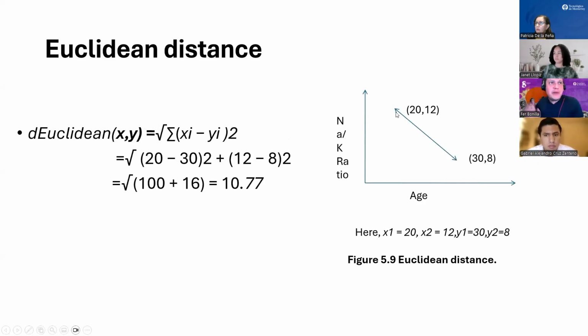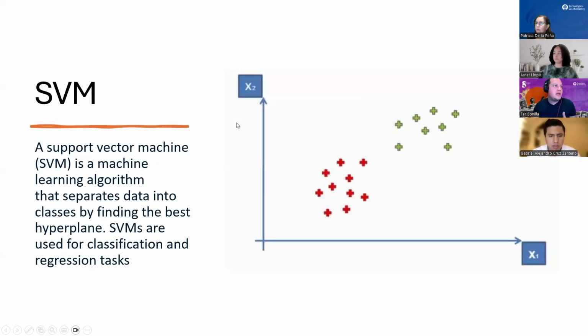And this is a further explanation, for instance, an example with numbers. We have x1, which is 20, x2, which is 30, y1, which is 12, and y2, which is 8. So you perform 20 minus 30 squared plus 12 minus 8 squared, and take the square root of that, and you get 10.77, which is the distance between this point and this point. Crystal clear? Okay, beautiful. That's the Euclidean distance, which is the most common distance being used.